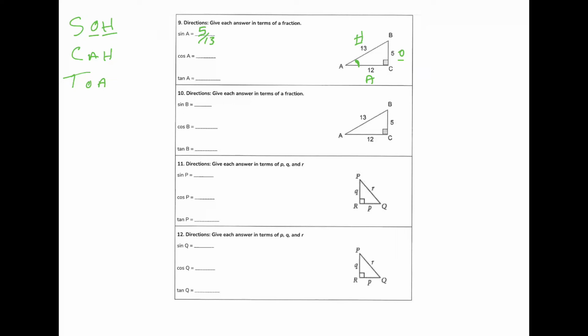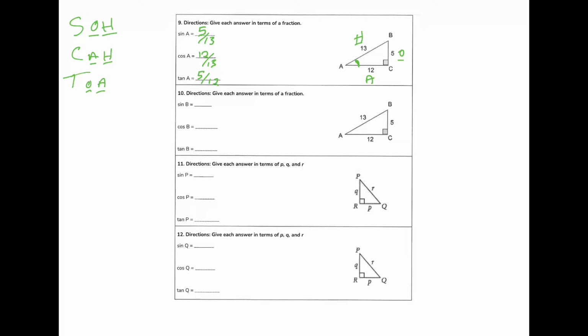The cosine is adjacent over hypotenuse. So that will be 12 over 13. And the tangent of angle A is going to be the opposite over the adjacent. So 5 over 12. There we go. So that is just what we are doing for these problems. We're just trying to figure out what is the trig for these.